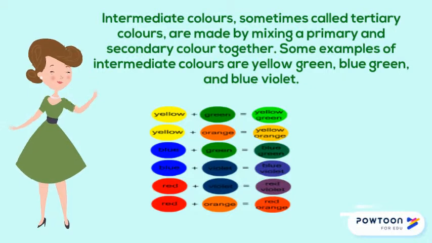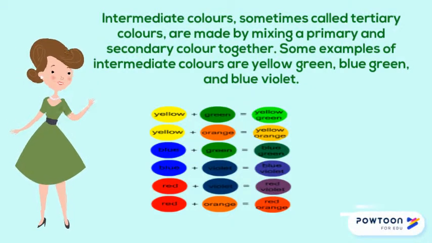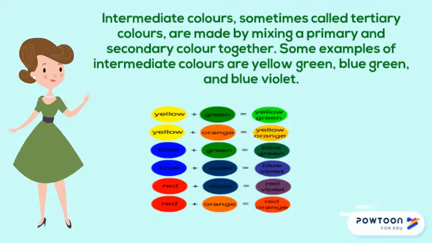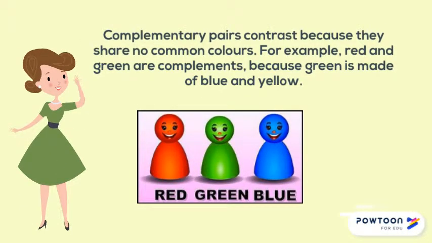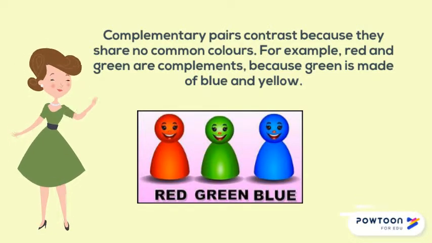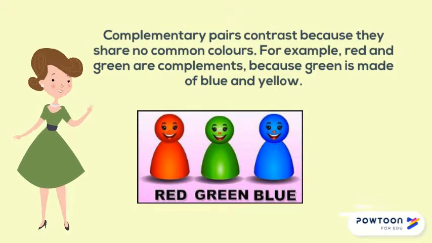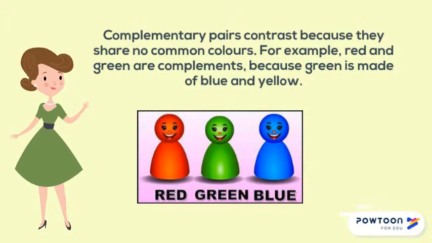Complementary colors are located directly across from one another on the color wheel, an arrangement of the colors along a circular diagram to show how they relate to one another. Complementary pairs contrast because they share no common colors. For example, red and green are complements because green is made up of blue and yellow. When complementary colors are mixed together, they neutralize each other to make brown.